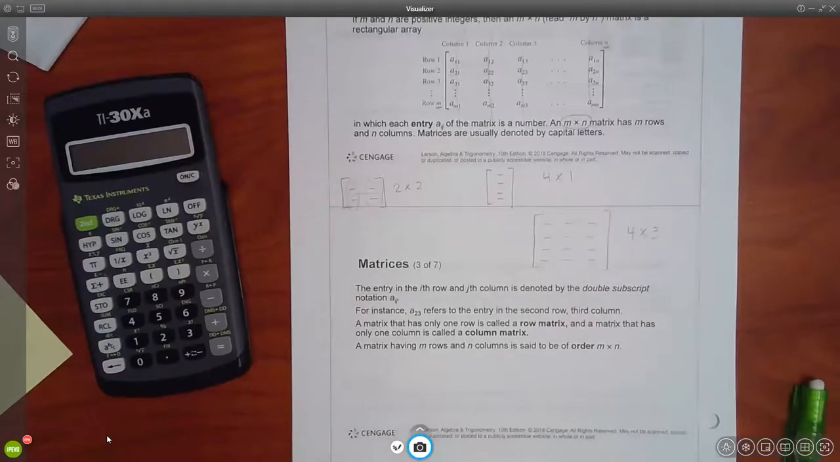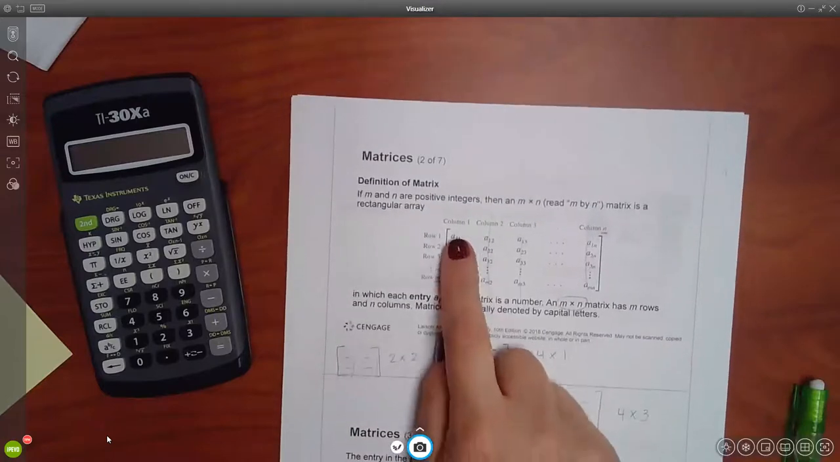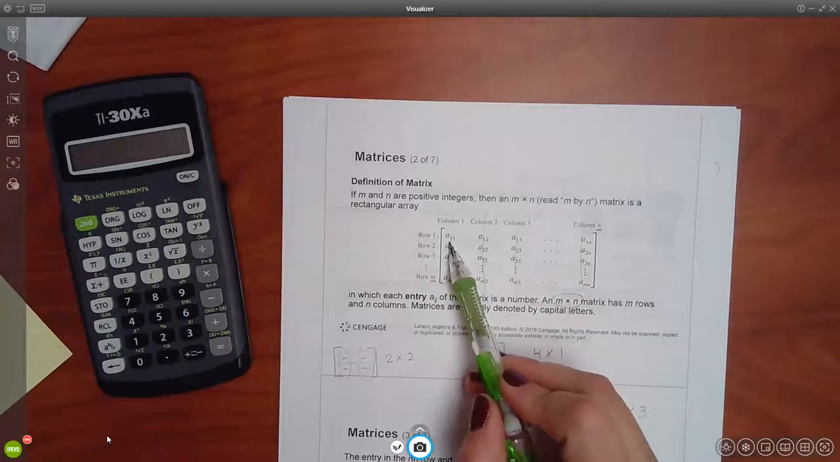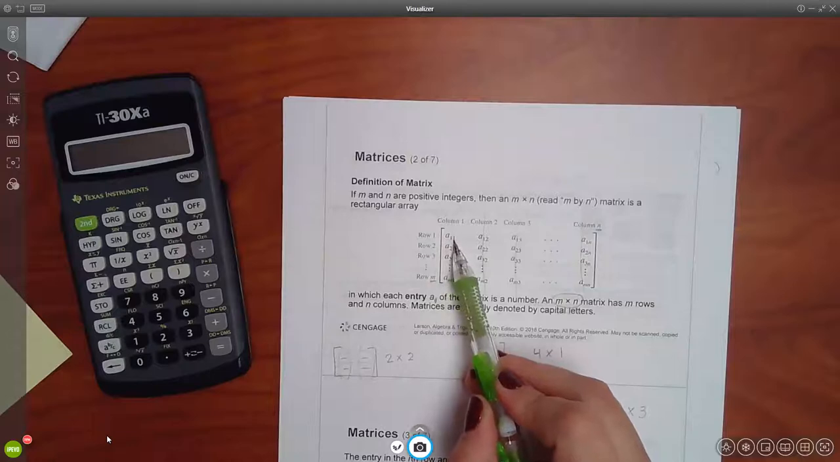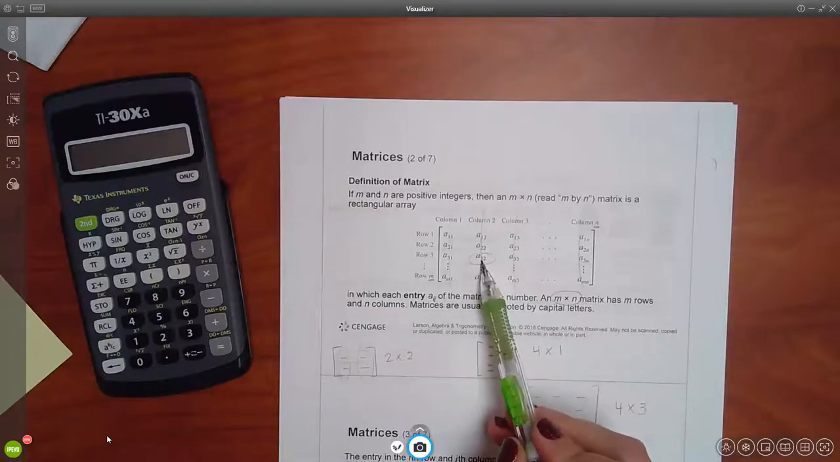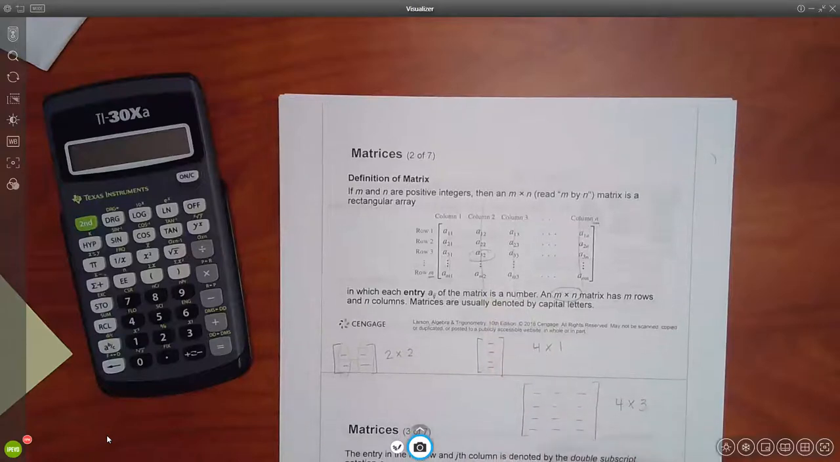But each of those little guys in there are called entries and they have labels to help you identify which entry you're talking about. And so notice the notation that they use. They always put the row number first and then the column number next. So if I'm talking about A11, that means I'm talking about the number in the first row and the first column. Whereas if I'm talking about this guy, I'm talking about the entry that's in the third row, but the second column. Okay, so it's super important that you understand that.